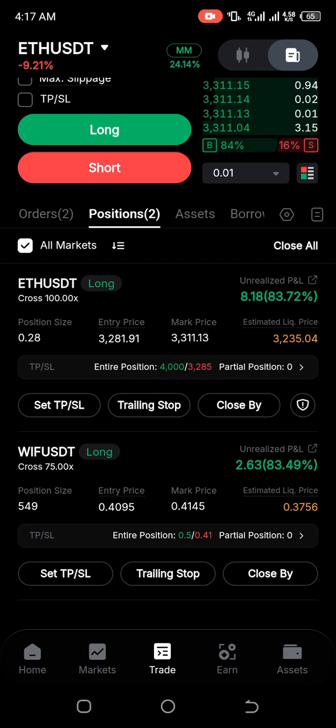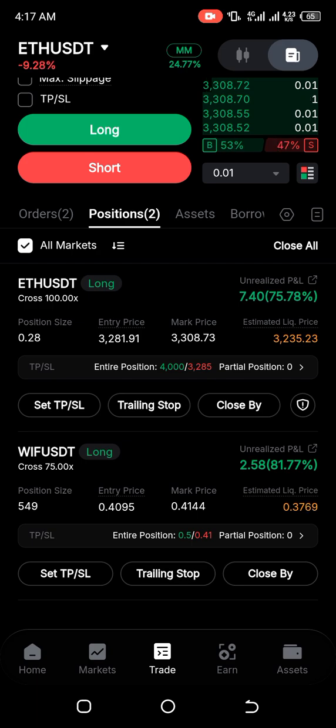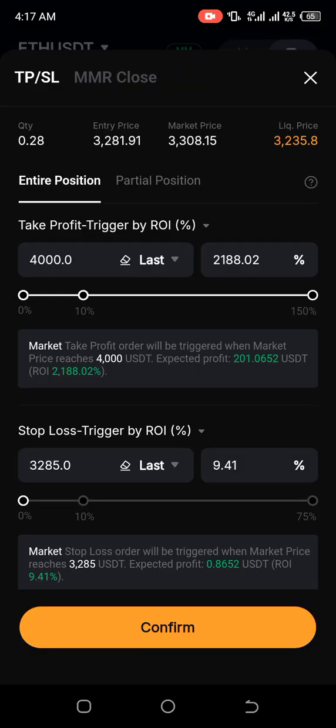Go to that trade you are doing, look for the entry price. What is the entry price here on this trade? You see, for Ethereum, the entry price is 3281. That's your entry price. So you first of all go in under your stop loss. You are going to change your stop loss.